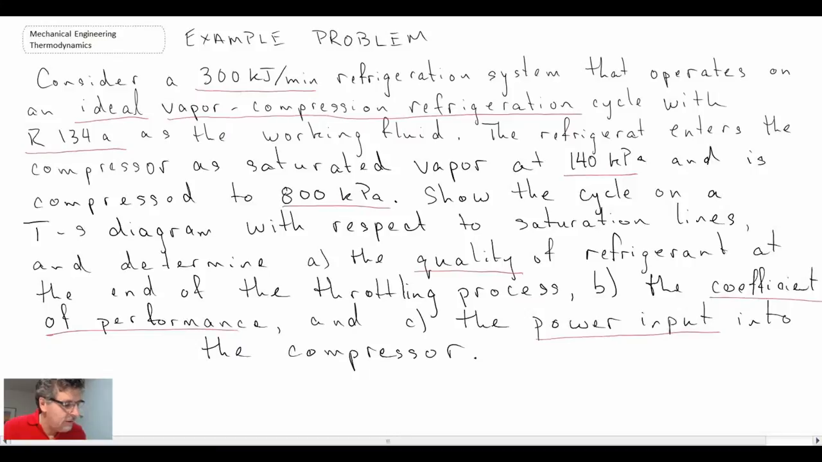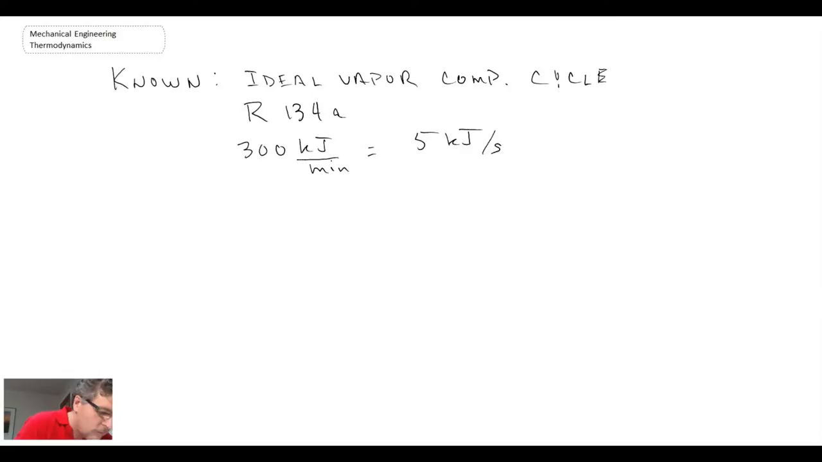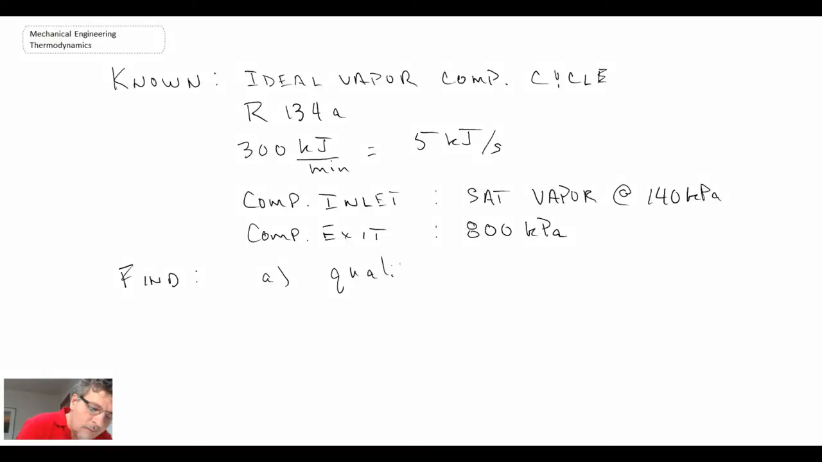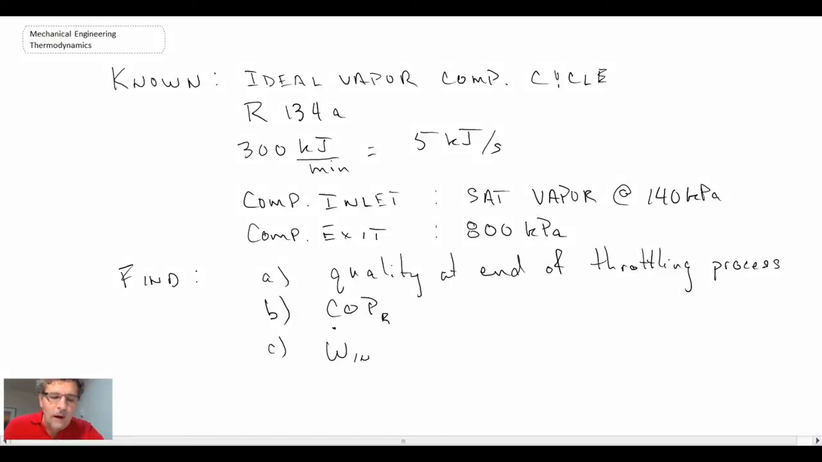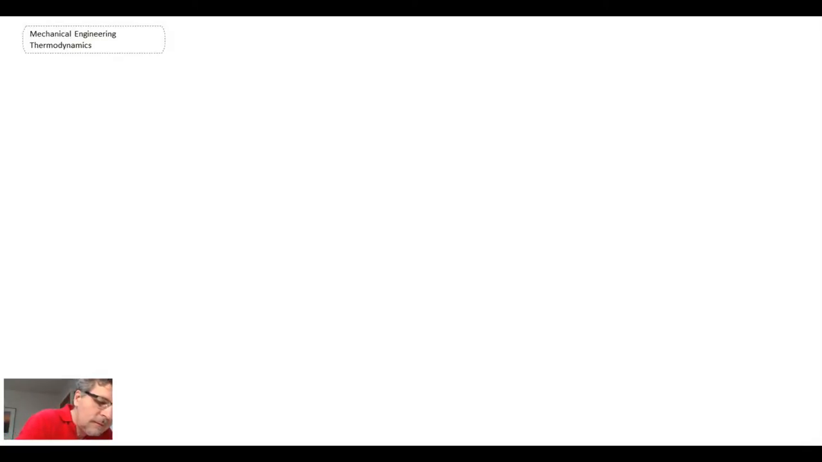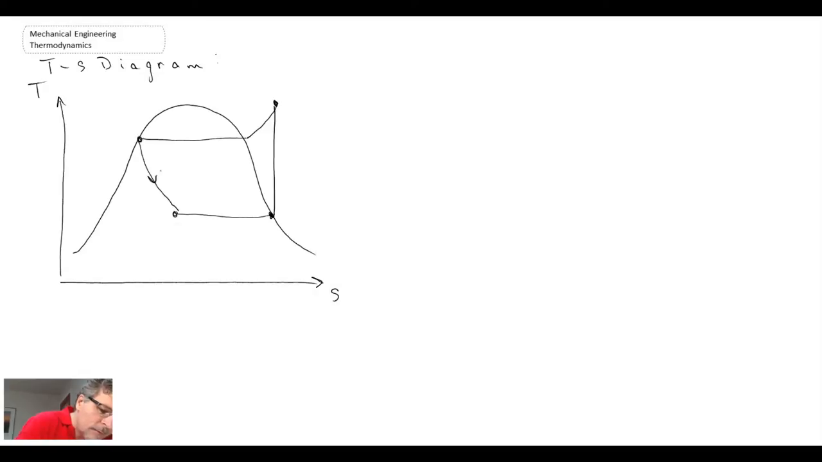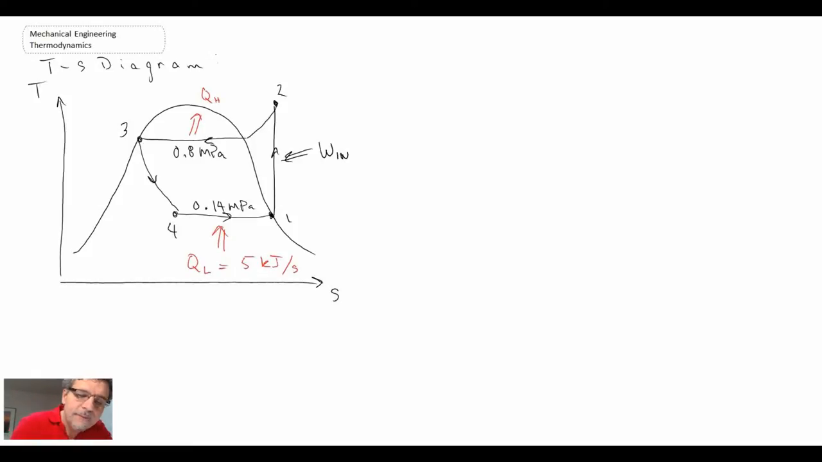So let's move ahead, and what I'll do is begin by writing out what we know and what we're looking for, and then we'll write out a TS diagram and then solve the problem. So those are the things that we have been given and what we're looking for. Next step, we'll write out a TS diagram, and then we'll start looking up the property data out of the back of the book using the tables for R134a. So that's our TS diagram, writing out state information and looking at property data in the back of the book.